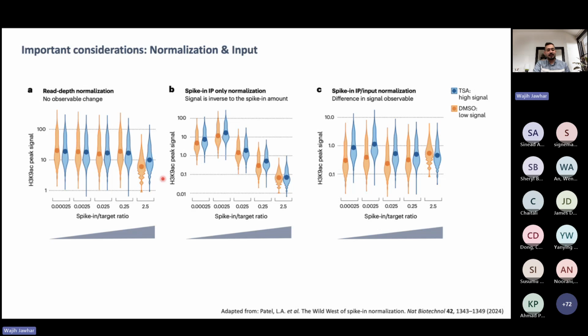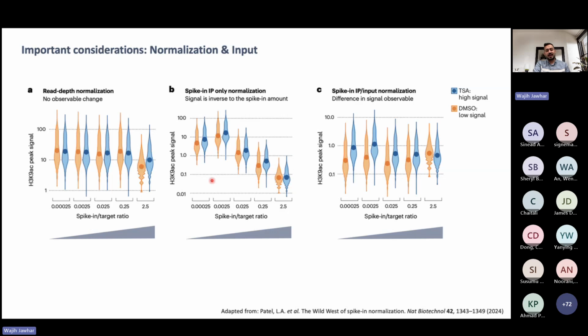So you see here, in this example, cells were treated with either TSA or DMSO, and TSA acts as an HDAC inhibitor. So in the TSA condition, you'd expect the cells to have higher acetylation signal from K9ac or K27ac. However, when you do a read depth normalization, it's very hard to depict changes in acetylation. It's actually non-observable across these sample sets.